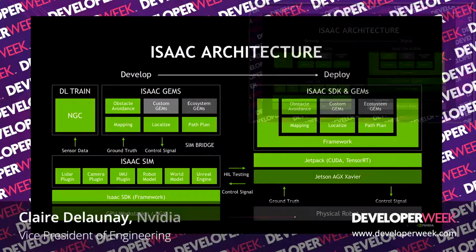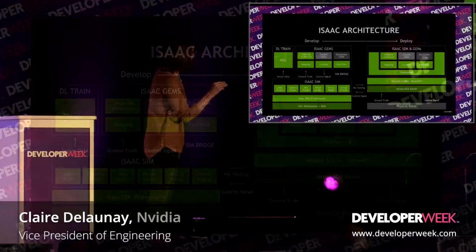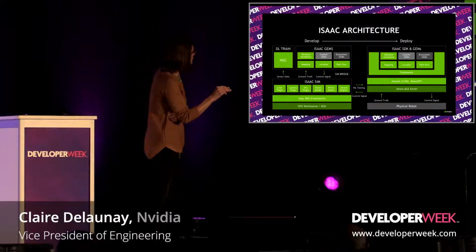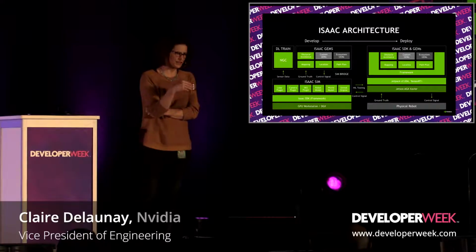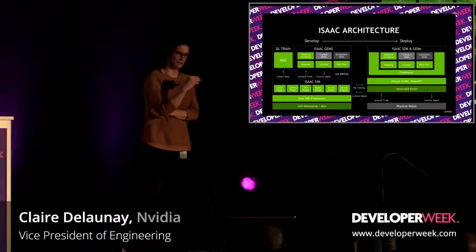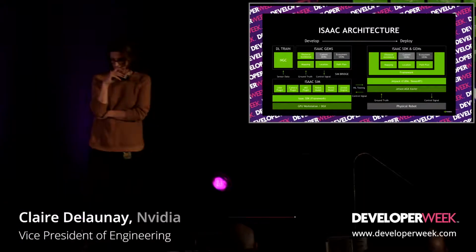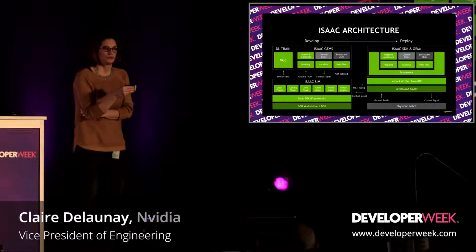So here we have a slightly more complicated diagram of the Isaac architecture. As you can see, we really have this abstraction between sensors, simulated sensors, and reality. A lot of engineering went into making it extremely easy to do things in simulation, and then making sure they work on the edge. And it actually makes it more fun to develop.